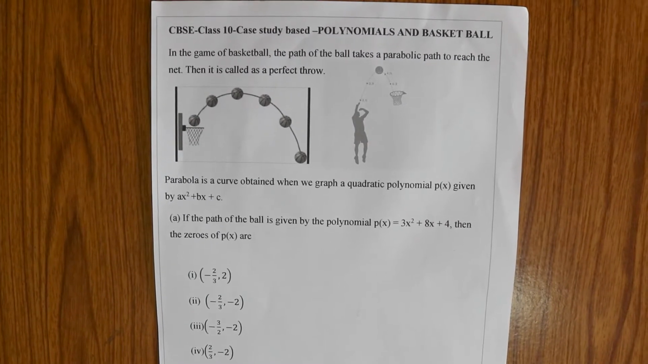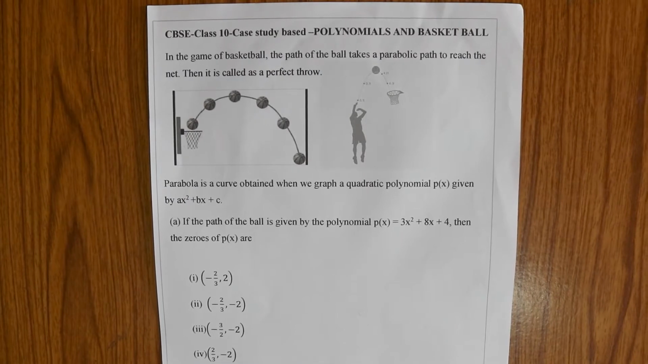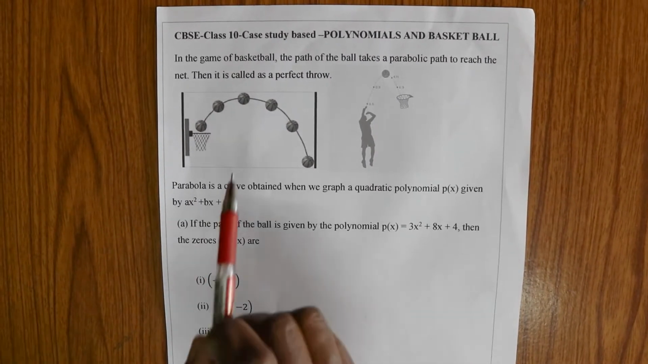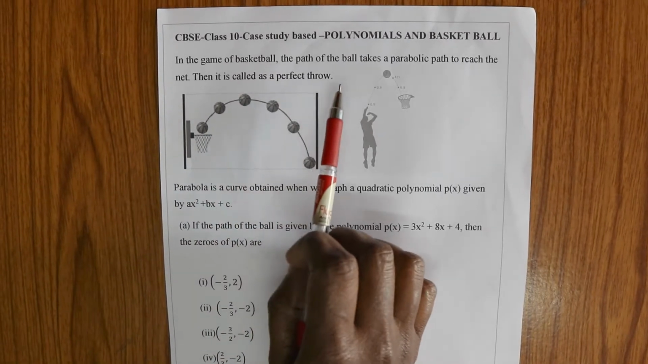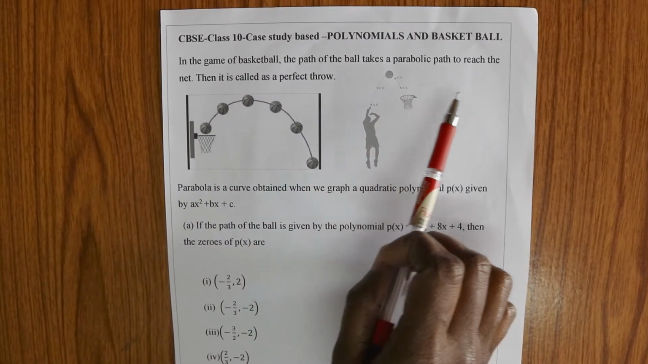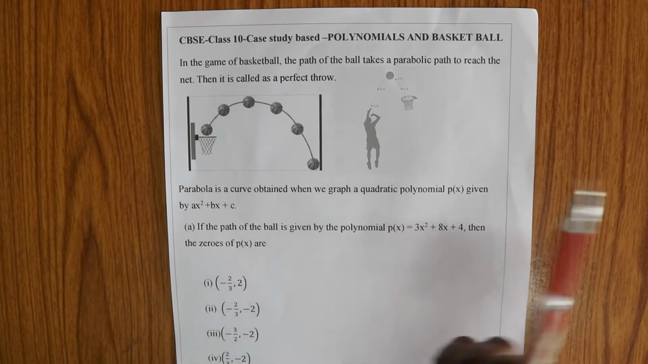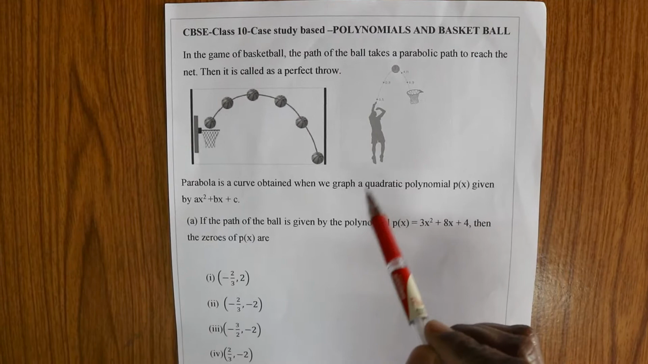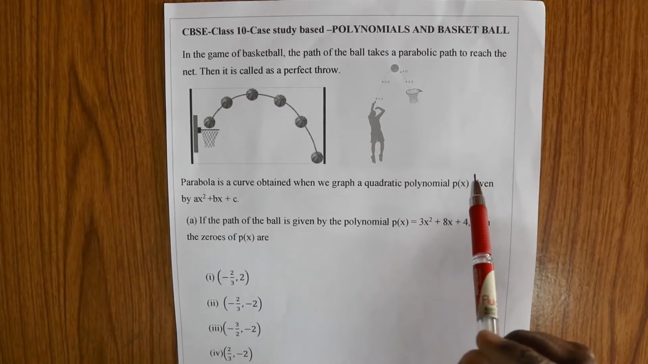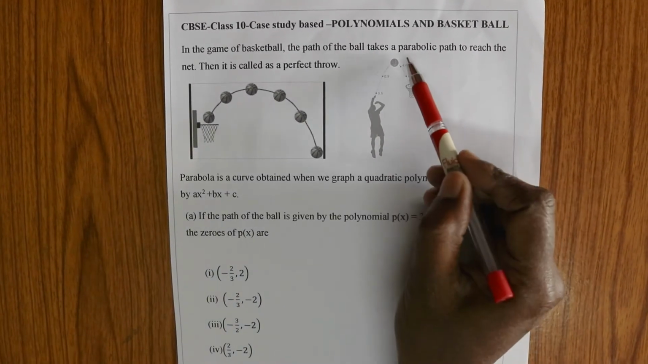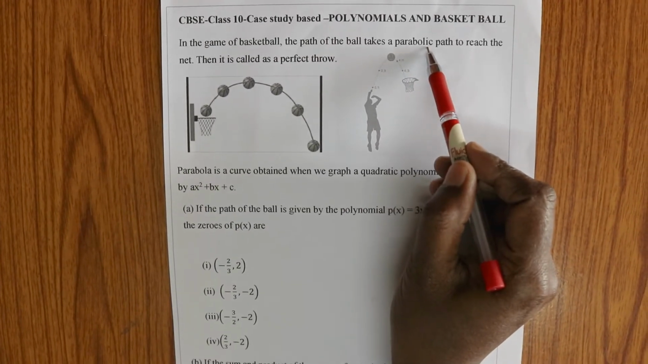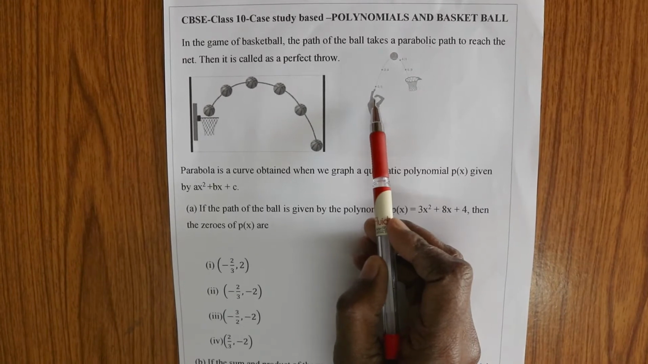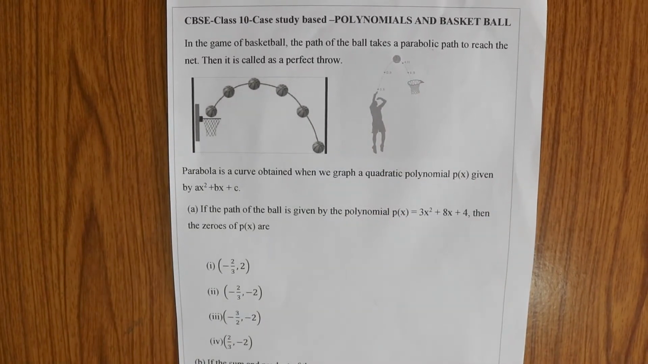Today on day 6, let us look into another case study question that is based on polynomials. In a game of basketball, the path of the ball takes a parabolic path. We all know, when we play basketball, the path of the ball that you throw into the basket will always follow a parabolic path. So remember this. Just to understand what a parabolic path is, they have given you a figure of a person throwing. If it is a perfect shot, it will be a parabolic path only.